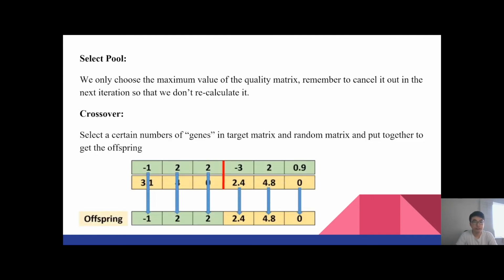For the crossover function, select a certain number of genes in the target matrix and the random matrix. Then we put them together in the offspring. In this example, as you can see, the green one is the target matrix and the yellow one is the random matrix. We will get half of the target matrix and half of the random matrix and put them together to get our offspring.